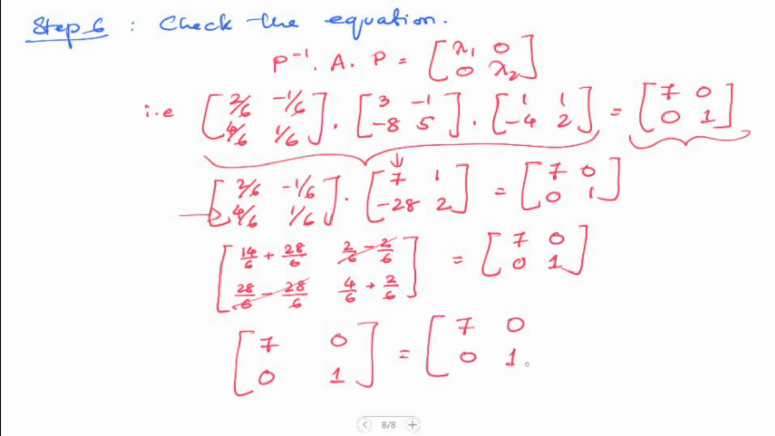We got our left hand side to be equal to the right hand side here, right? And we just showed that yes, the matrix A is diagonalizable because this condition holds true.